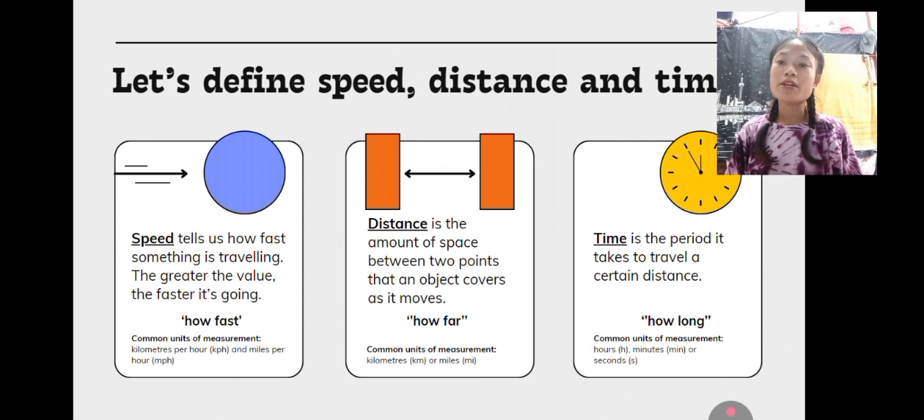Distance is the amount of space between 2 points that an object covers as it moves. The common units are kilometers or km, meters or m, or miles or mi. Next is time. Time is the period it takes to travel a certain distance. Common units of measurement of time are hours or h, minutes or min, or seconds or s. So in short, speed tells us how fast, distance tells us how far, time tells us how long.